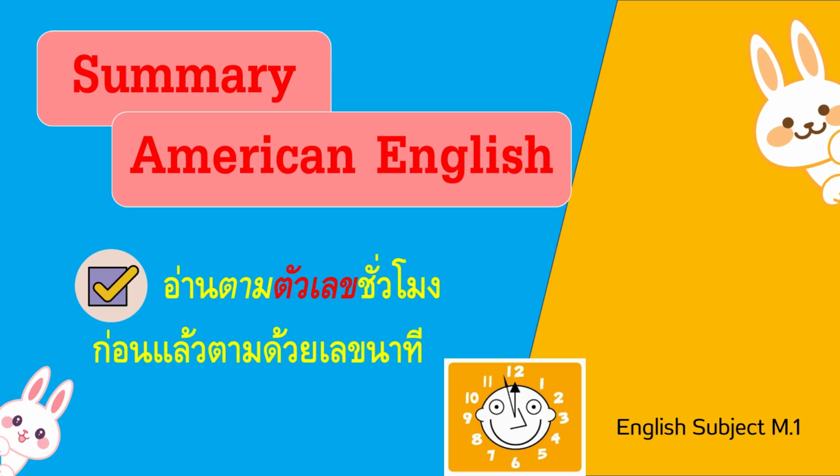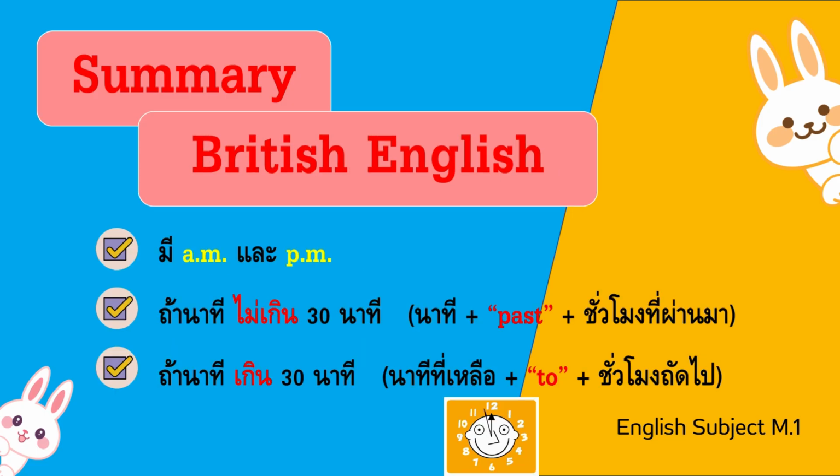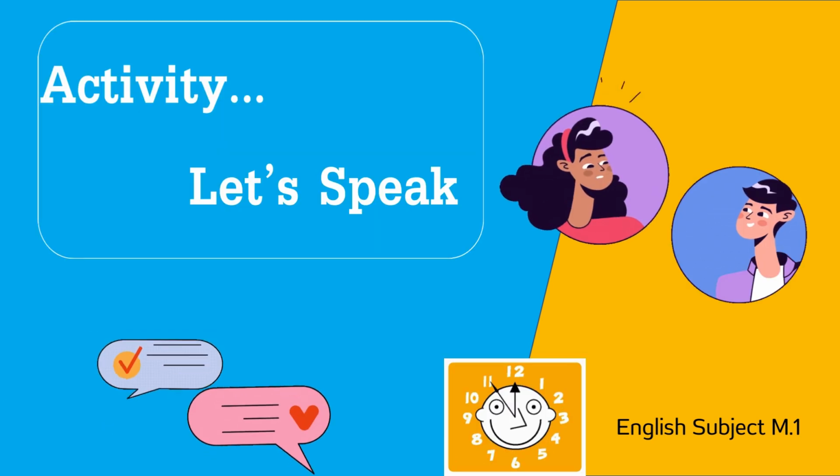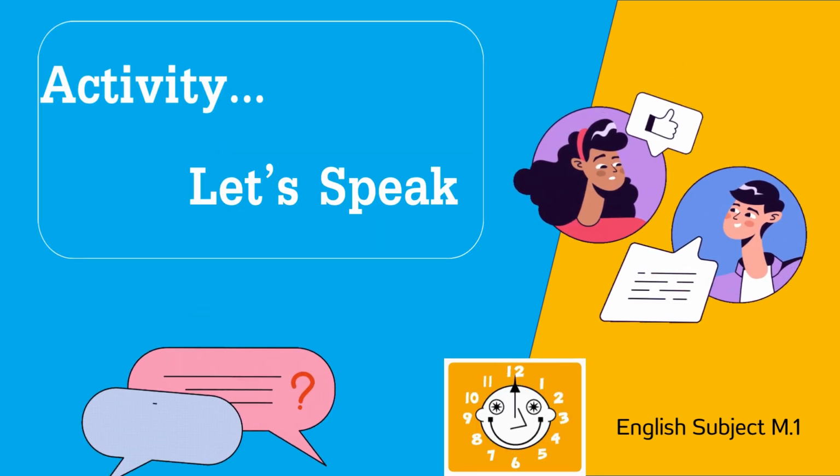In summary, reading time in American English is to read the hours first and then the minutes. Summary of reading time in British English is to use AM and PM. If minutes are not more than 30 minutes, minutes followed by past and the hour. If minutes exceed 30 minutes, minutes remaining followed by to and the next hour. Okay, now let's speak together.